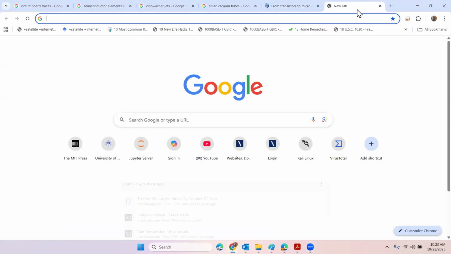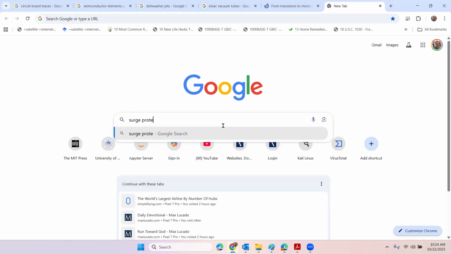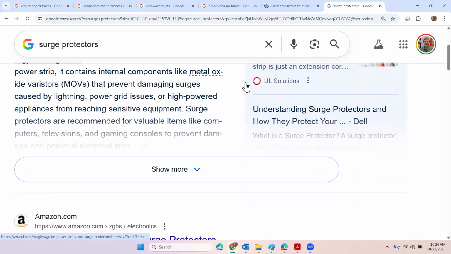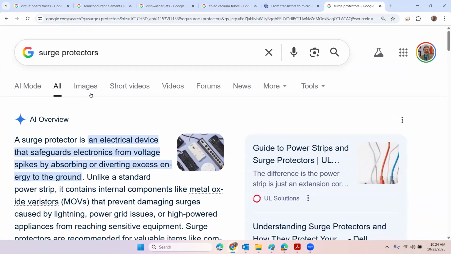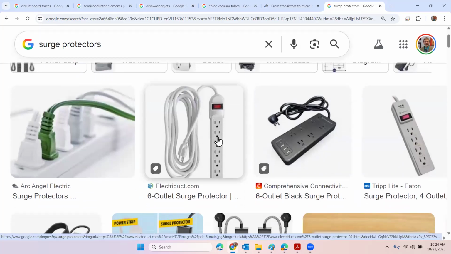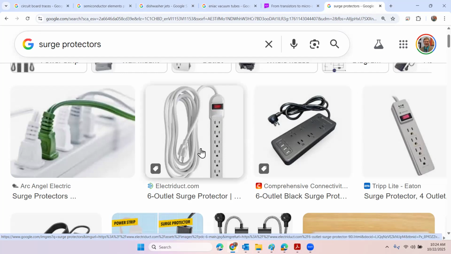How many of you are familiar with surge protectors? Okay, so you know what a surge protector is. And the simple truth is a surge protector will protect against surges, meaning excess, too much voltage. So when the electrical supply exceeds the standard voltage that's supposed to be there, this basically protects your equipment.